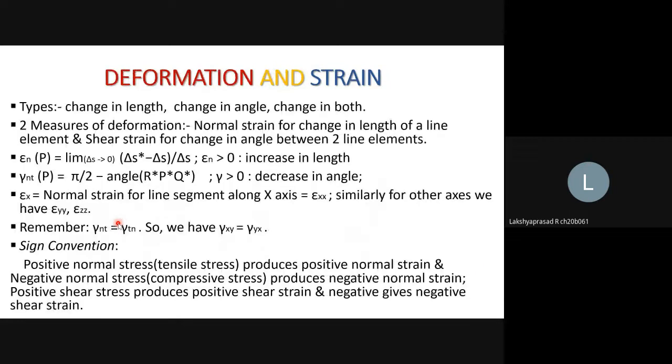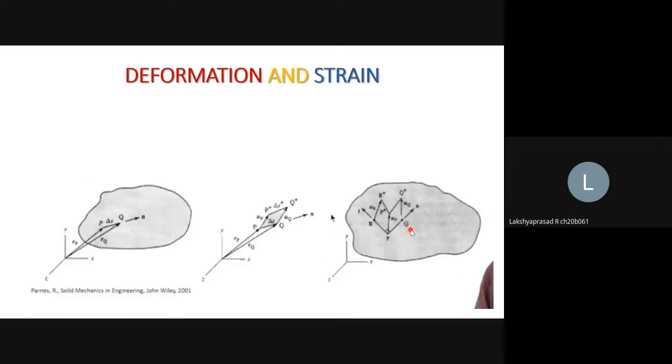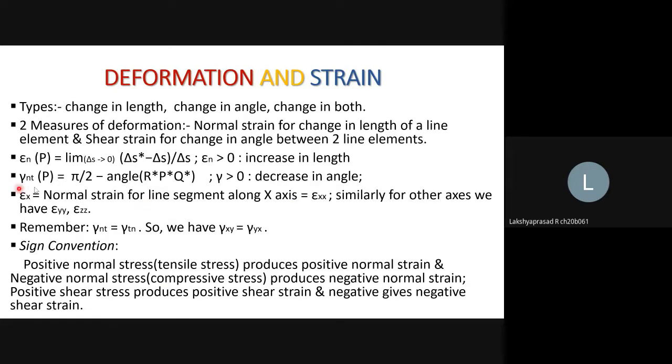And what will be the shear strain, gamma nt of P? It is pi by 2 minus the angle R star P star Q star. What is R star P star Q star? You see over here, R star is the new position of R, Q star is the new position of Q, and P star is the new position of P. So initially the angle we take as 90, finally whatever it is, angle R star P star Q star. So gamma nt is defined like this, and note that if the normal strain is positive, it implies increase in length, and if shear strain is positive, then it implies a decrease in the angle that we are looking at.